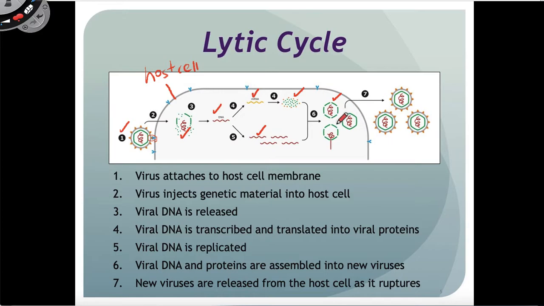So now you have all these viruses here. If the virus ruptures or bursts or lyses the cell and it leaves the interior of this host cell, then these new viruses can now go and infect other cells. So this bursting of the cell membrane of the host cell is why we regard this cycle to be lytic. So lytic means that it bursts the host cell that it infects.